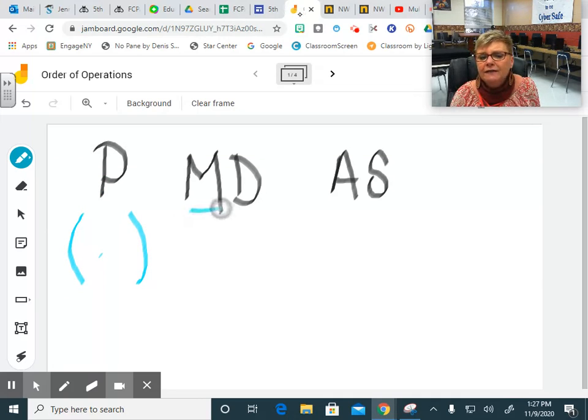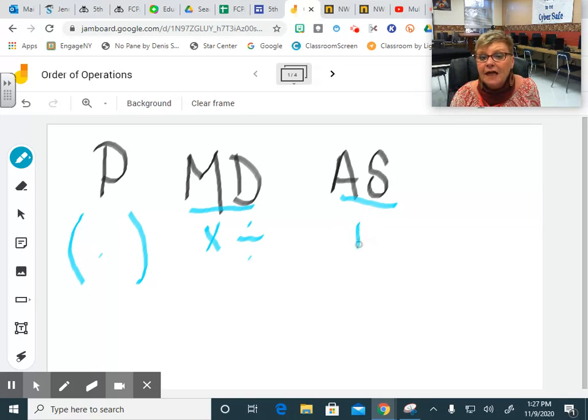Then these are written together because they're kind of pairs. This one's multiply and divide, because multiply and divide are kind of like brother and sister. They have the same power. Or like mom and dad, they have the same power. Nobody has more power over the other. So whatever you come to first, multiply or divide, that's the one you do first.